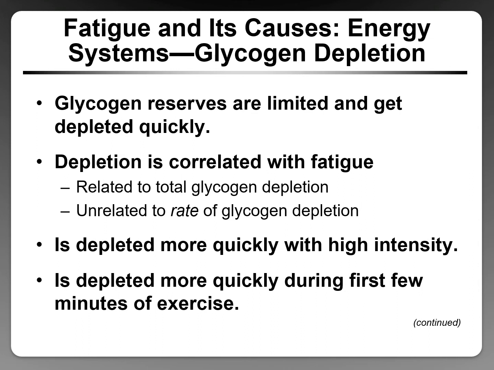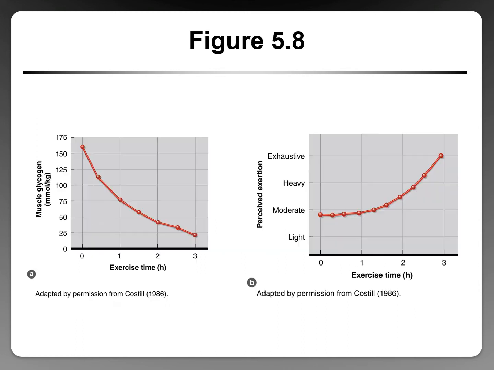Typically, we deplete glycogen much faster with higher intensity activity, and typically we will see glycogen be depleted much faster in the first few minutes of exercise. So, if you look at this example here, the graph to your left is going to show the decline of glycogen in the gastrocnemius, or the calf muscle, during 3 hours of treadmill running at 70% of VO2 max. So we can see as they are continuing on with their activity, glycogen stores are dropping.